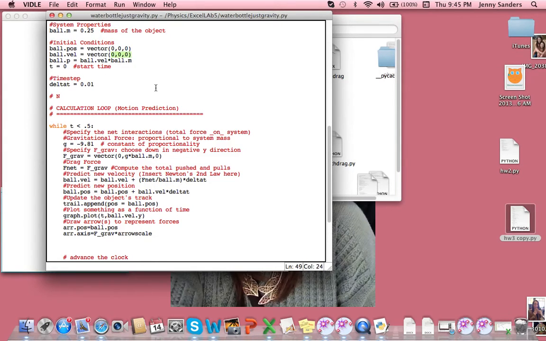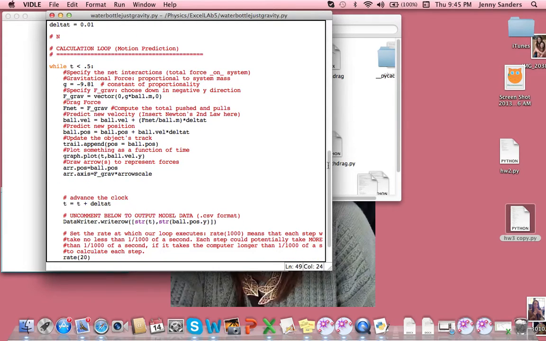The time step was 0.01. I went from time less than 0.5 because that's what I got in Tracker. That's how long it took. I took gravity as negative 9.81, and I found the force of gravity is that times the mass. Using Newton's second law right here, I said the ball's final velocity is equal to the initial velocity plus the force, which in this case is just the force of gravity, divided by the mass of the ball, times the change in time.